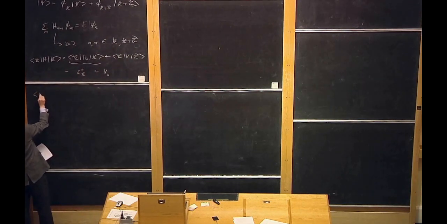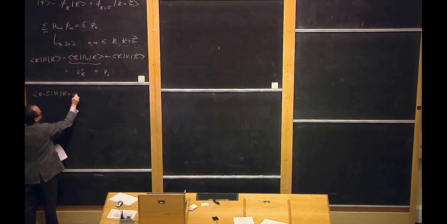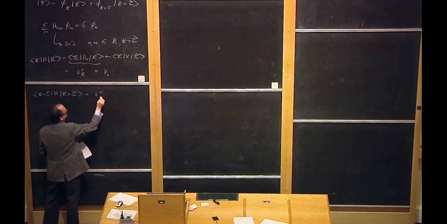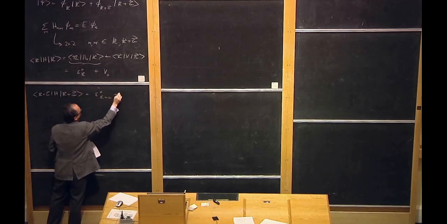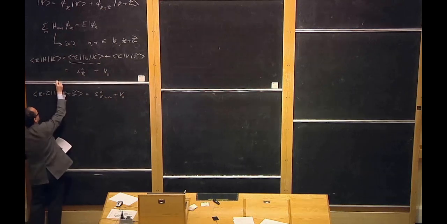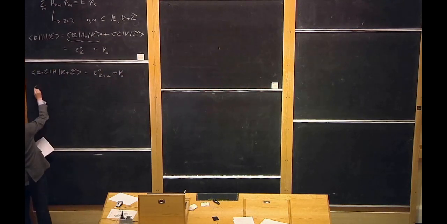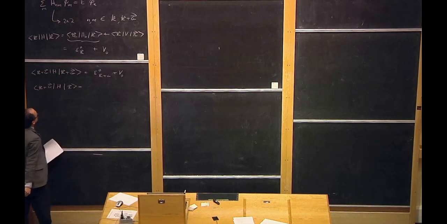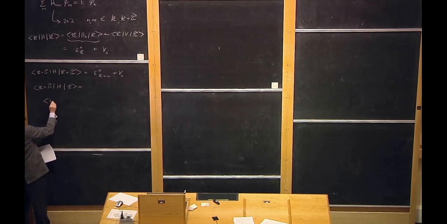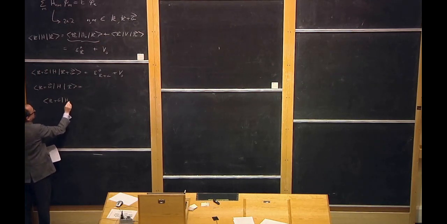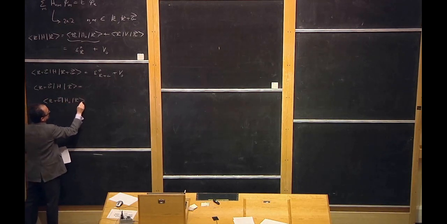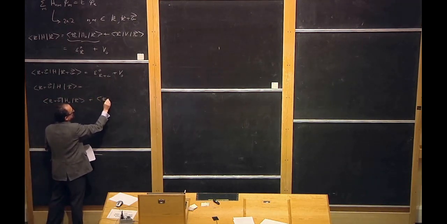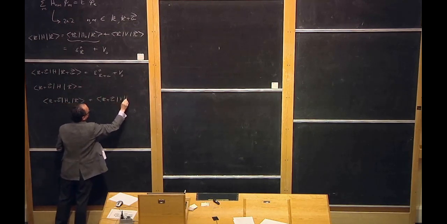Similarly, ⟨k+G|H|k+G⟩ is equal to E₀(k+G) plus V₀ again. The more interesting term is the off-diagonal terms of the 2 by 2 matrix, ⟨k+G|H|k⟩. So let's write out the pieces of this. We have first ⟨k+G|H₀|k⟩. And the second piece is ⟨k+G|V|k⟩.